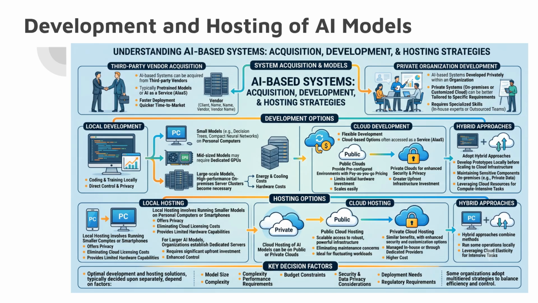Local development, coding and training locally, enables direct control and privacy. Small models, such as decision trees or compact neural networks, can be developed on personal computers, while mid-sized models may require dedicated GPUs. For large-scale models, high-performance on-premises server clusters become necessary, with their associated energy, cooling, and hardware costs.